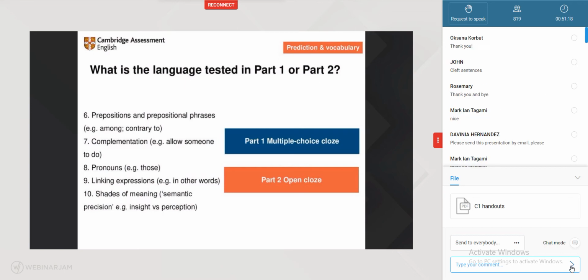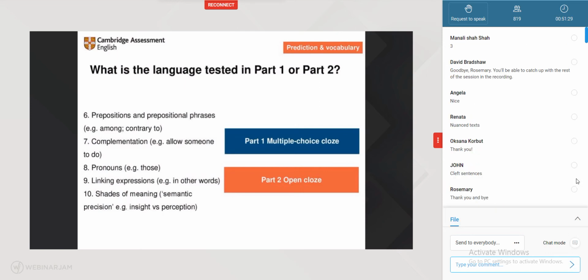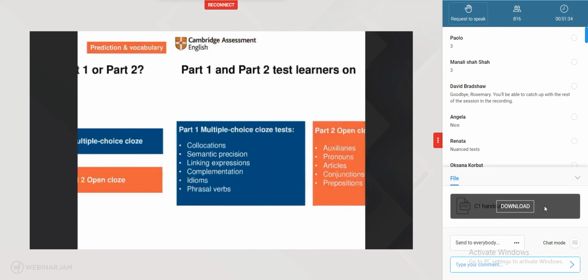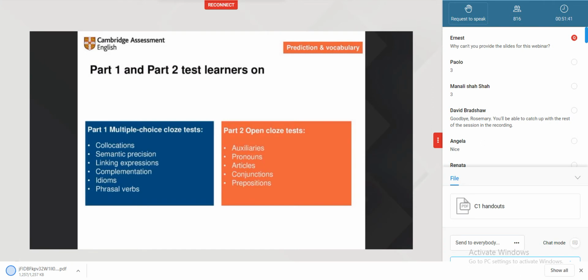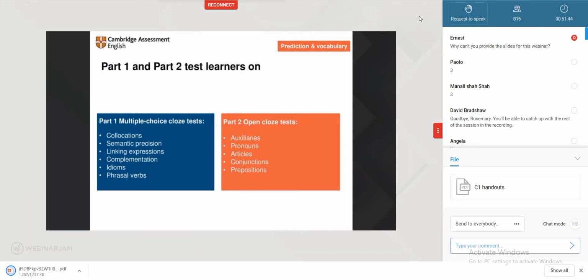Part 1, as you all know, is actually tested as reading. Why is that, Victoria? Because it has a more lexical focus. So we are going to find more examples of collocation, semantic precision, linking words, complementation, idioms, phrasal verbs. So more emphasis on the lexical aspect. Obviously an appreciation and understanding of the grammar that is presented is necessary, but we're testing much more lexical items rather than lexicogrammatical items.